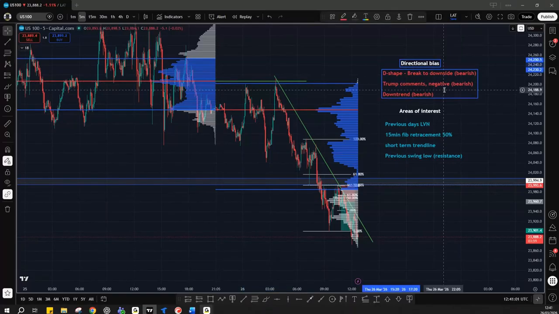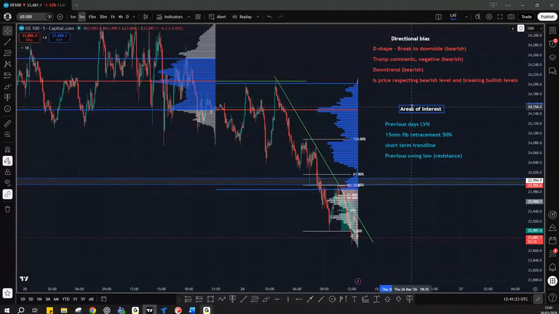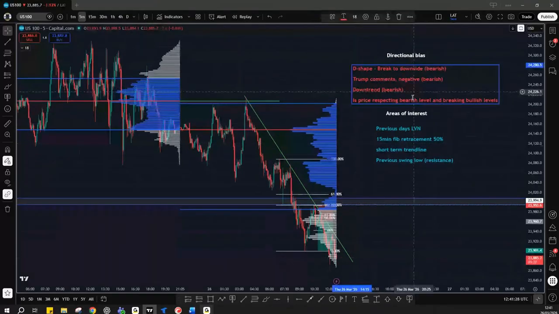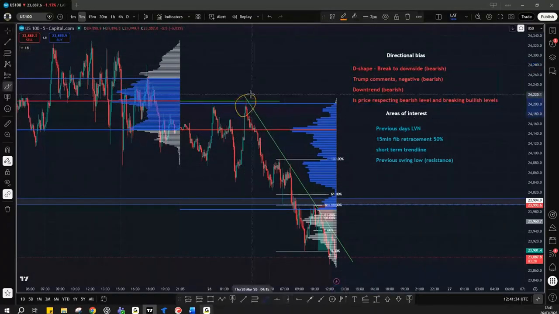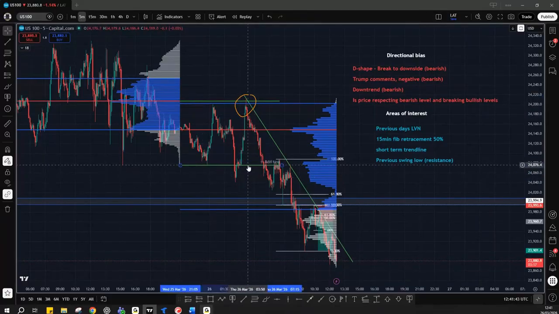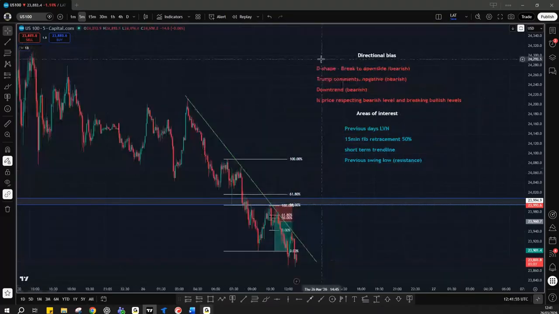Another thing I would want to see for directional bias at the moment is the price respecting bearish levels and breaking bullish levels. Just to show that at the moment, as this market's moving down, we are respecting levels in the direction that we want to trade, and also disrespecting levels against that trade. Now, this would help to tick that box. We are respecting the previous day's point of control, and we're breaking the previous day's low. So we've respected bearish structure, and we're starting to break bullish structure. A good sign that sellers at the moment are in control.